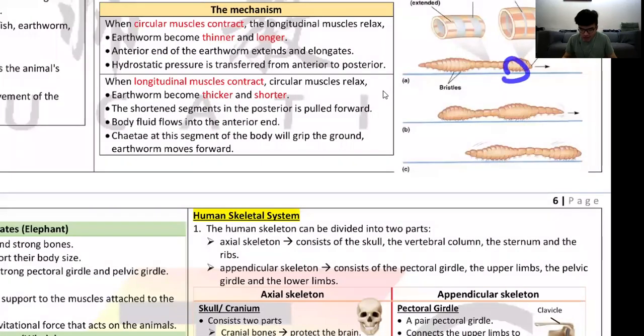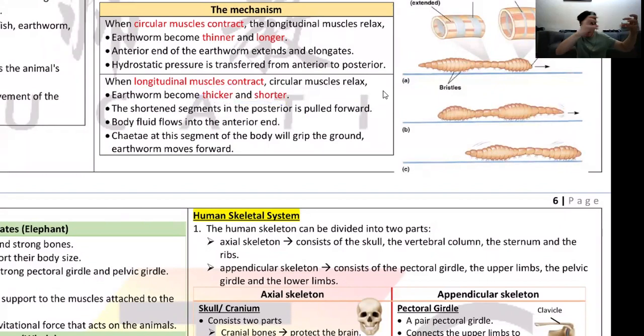So they will hook here, and then now is to pull the back part forward, isn't it? Now the front part is forward already. So how to pull the back part forward? Now the longitudinal muscle contracts, which is the balloon contracting. The circular muscle relaxes, the squeezing rubber band relaxes. So now the earthworm becomes thick and short.